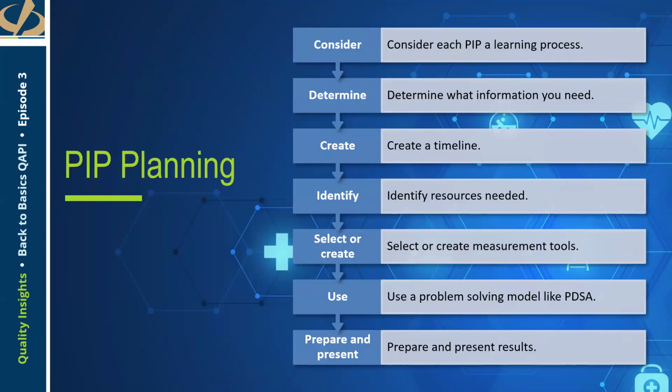Each PIP is really an opportunity to learn that begins with data collection to understand the problem and guide your efforts. Be sure to create a realistic timeline that considers available resources and uses appropriate measurement tools to track progress and make adjustments. A structured approach like Plan, Do, Study, Act ensures continuous improvement and provides a framework for your efforts. Finally, share your results, focusing on both successes and challenges.